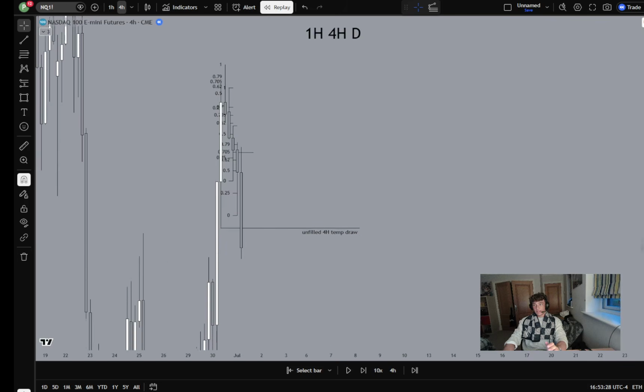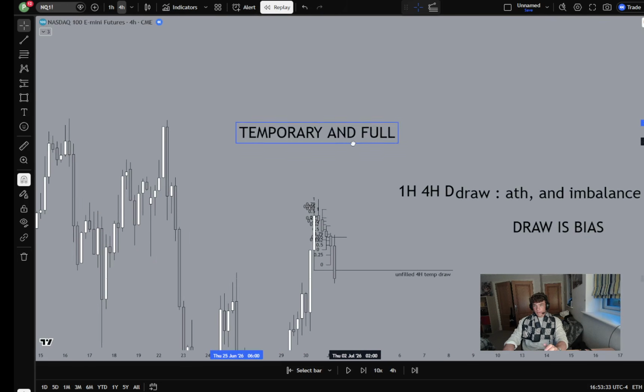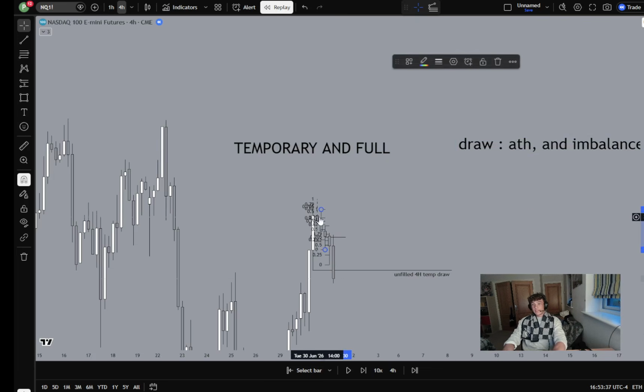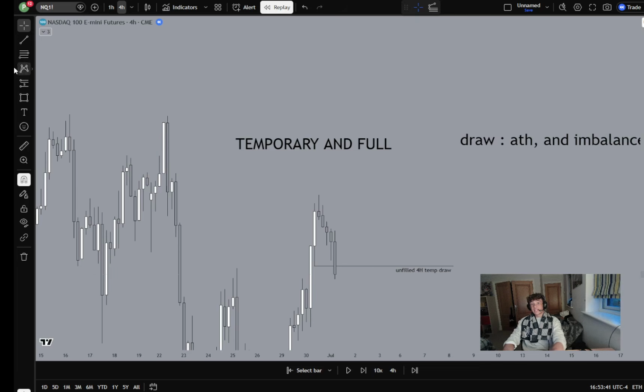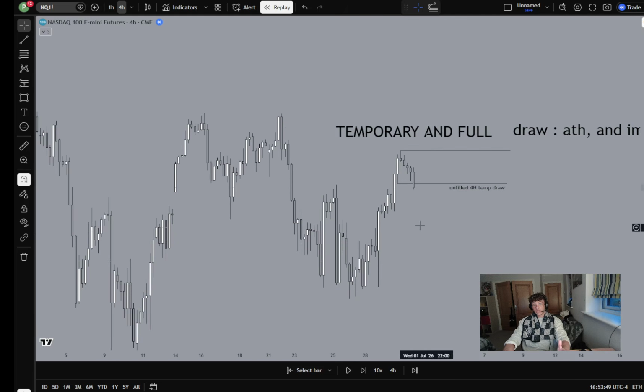Now we're thinking, okay, temporary draw taken. Now it's time to look for the full draw. Now in this case, today I was bullish. Does that mean I have to have a draw? No, it just means I expected the all-time high to get taken. By all-time high, I didn't mean all-time high, I mean just the previous day high. I expect the price to go towards that direction since we are bullish in general, okay?